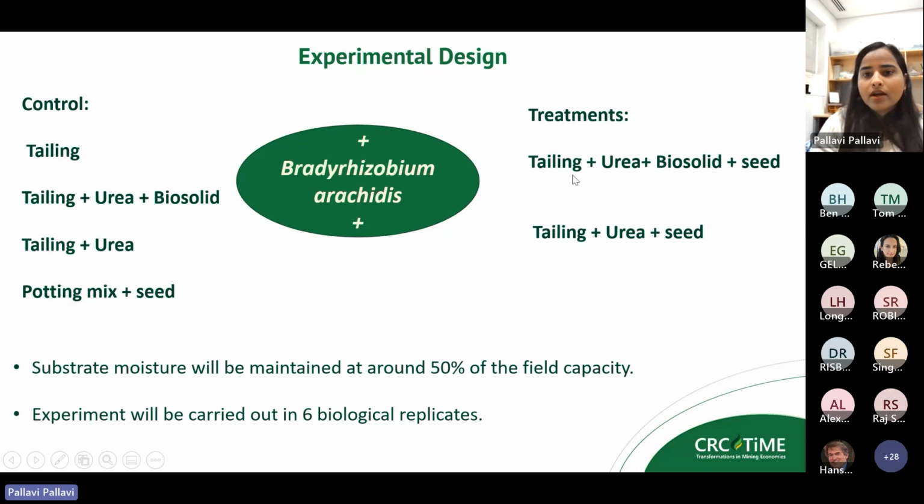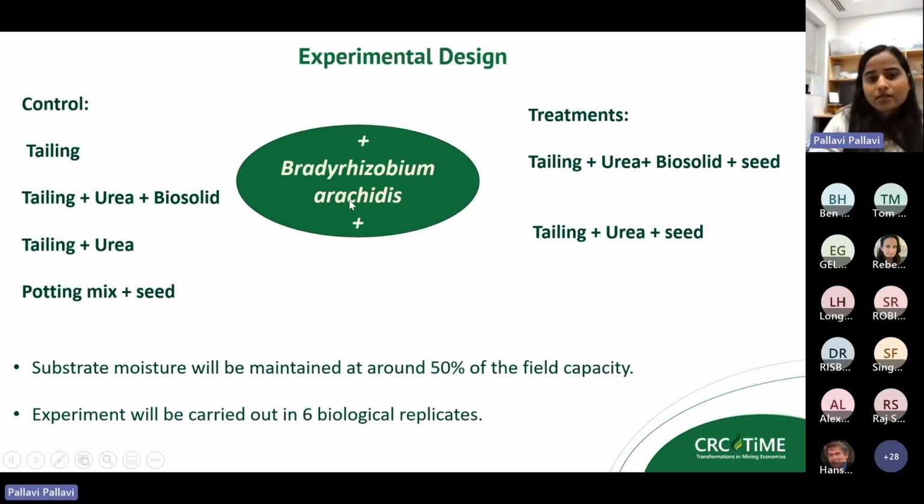In the treatment conditions, I have tailing, urea, biosolid and seed, and the second treatment will be tailing, urea and seed. The reason I am using urea here is that, as I mentioned in the previous slide, this tailing is deprived of nitrogen, or does not have a detectable amount of it. So I'm going to use urea as a source of nitrogen in the tailing material. The biosolid will serve as a nutrient-rich medium for the tailing. This experimental study will be carried out in 6 biological replicates, and the substrate moisture will be maintained at around 50% of field capacity.